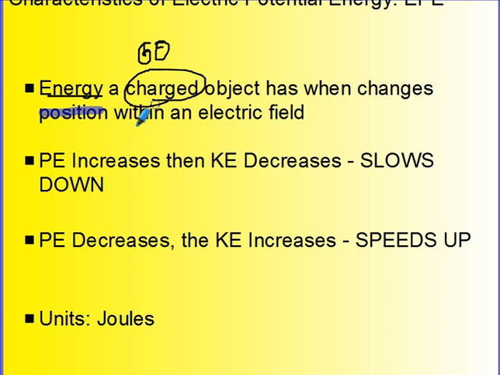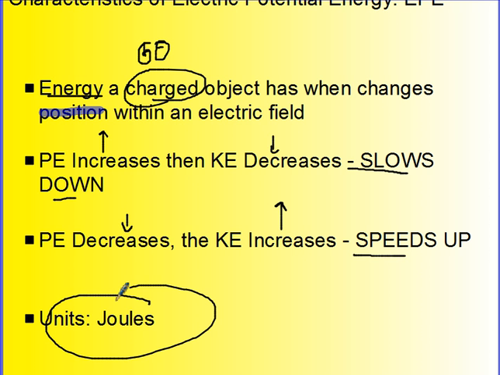The conservation of energy laws tell us as potential energy increases, kinetic energy decreases, because the total energy must stay the same. So as you increase the potential energy, you actually slow your particle down. Similarly, as potential energy decreases, the kinetic energy must increase, or it speeds up. Now, this is energy, folks, so we're going to use joules.